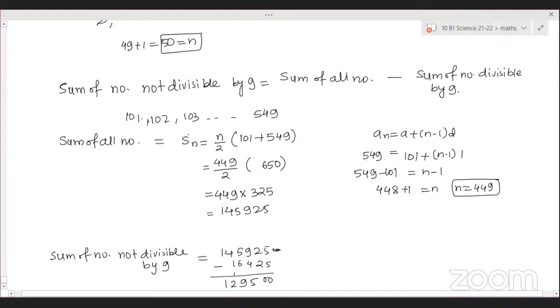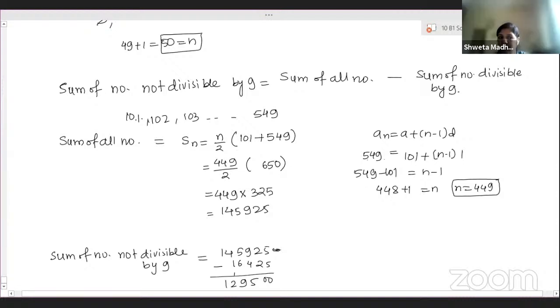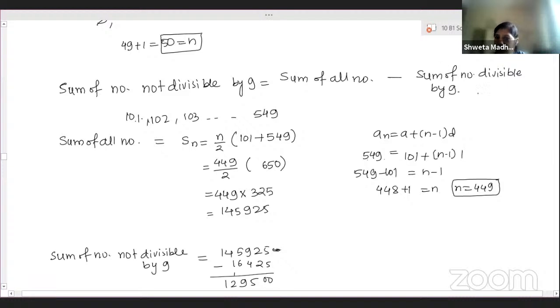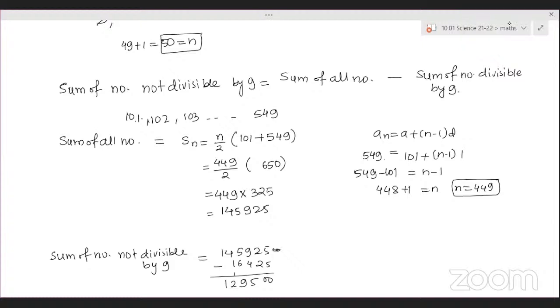So we have to calculate the sum. It is 449 by 2 into A plus AN, where A is 101 and AN is 549. So from the sum of all the numbers, if we subtract the sum of numbers which are divisible by 9, we will get the remaining numbers' sum. Now clear?